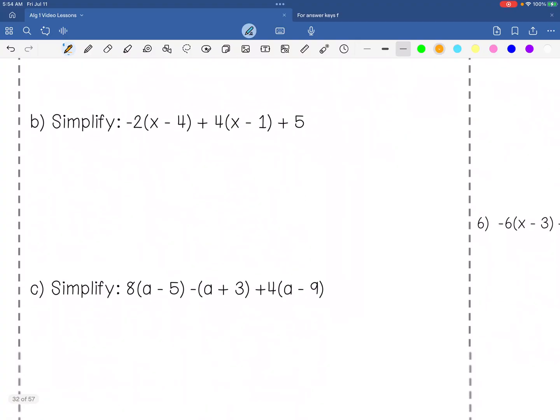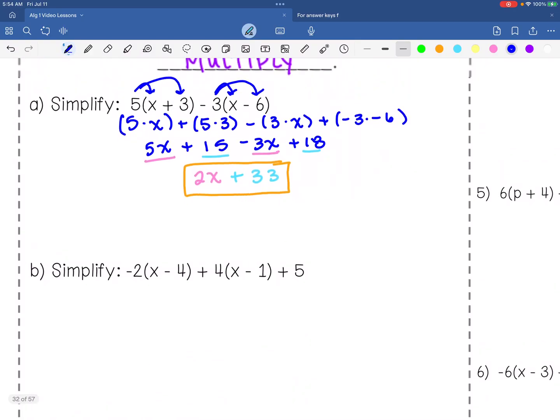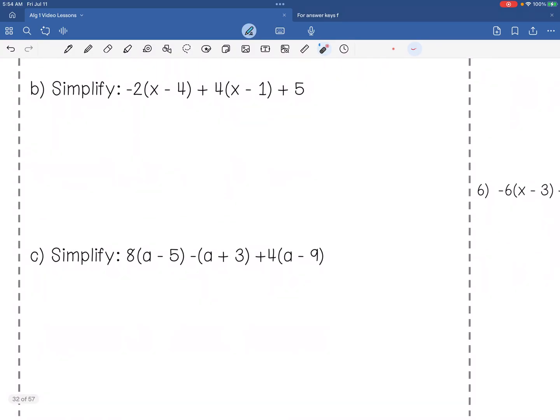All right, let's do the next one. And this time we're going to cut out the part with all the extra distribution. We're going to cut this whole part out so I can show you what it looks like. It's going to be a little bit neater, okay? It's just going to require some quicker math. So negative 2 times x, what is that? That's going to give us negative 2x. Negative 2 times negative 4, multiplication, plus 8.